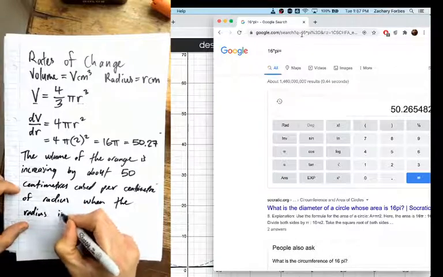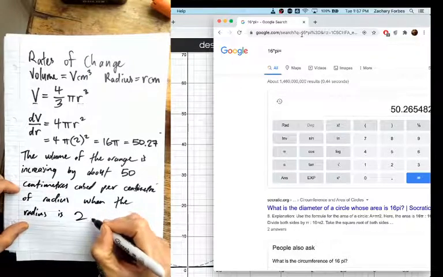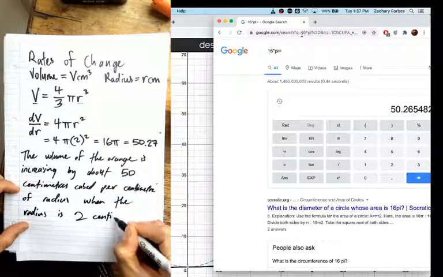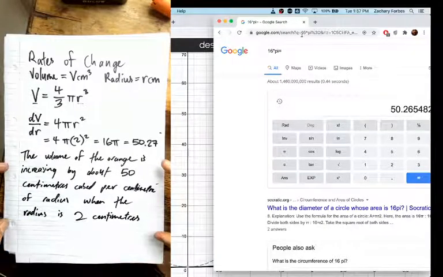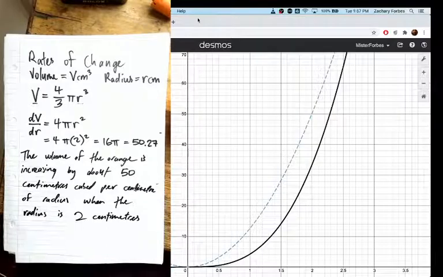is 2 centimeters. Now, obviously, when you write your answers, they're not going to have to be as long-winded as mine. I just want you guys to get an understanding of exactly what's going on.